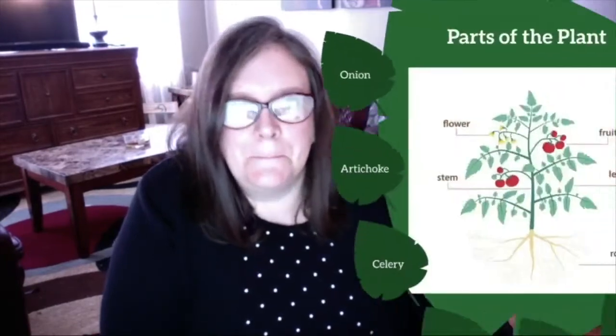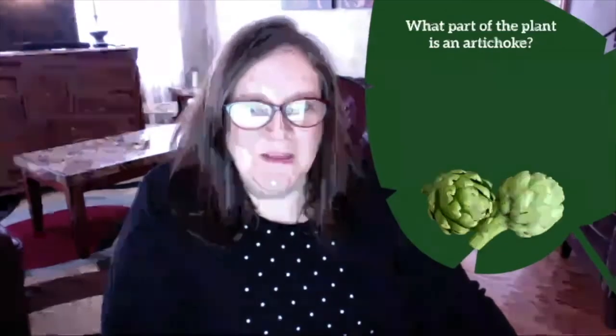All right, next up, we have an artichoke. Now, some of you might not have seen these before. I hope you've seen one though. They're kind of cool looking, aren't they? So what part of the plant do you think an artichoke comes from? Remember, the parts of the plant are roots, stems, leaves, flowers, fruits, and seeds. And if you haven't seen an artichoke before, think about what part of the plant it looks like. I'm going to give you a minute. All right, if you guessed flower, you were correct.